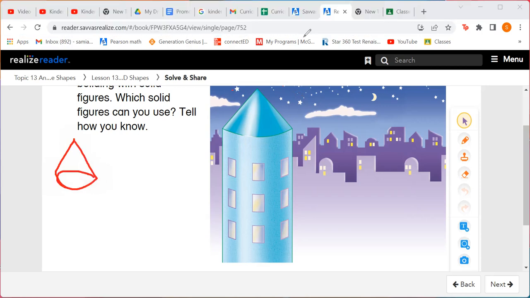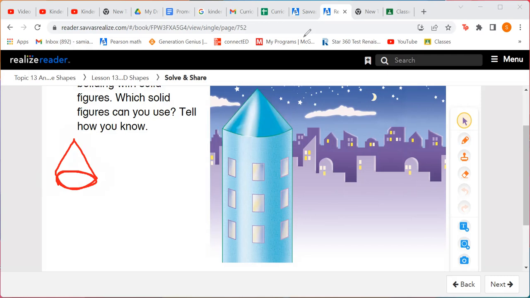So remember, a cone has this flat surface on the bottom so that we can stack it. And it has the shape of a triangle, but it is solid. So this part right here would be a cone. And you can't see the flat surface, but it would be right here. That's how we stack it on top of this other figure.